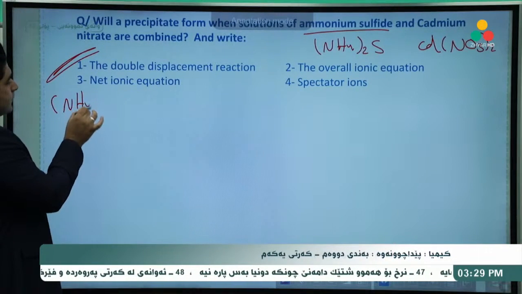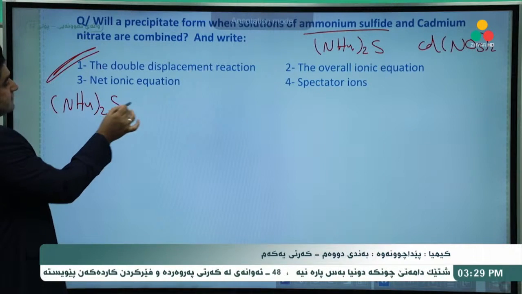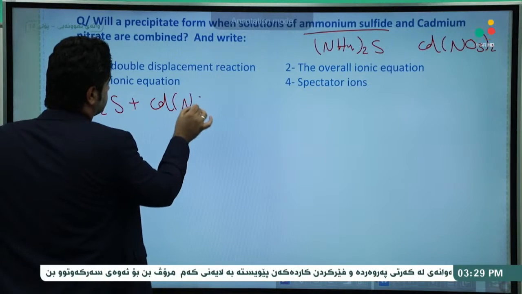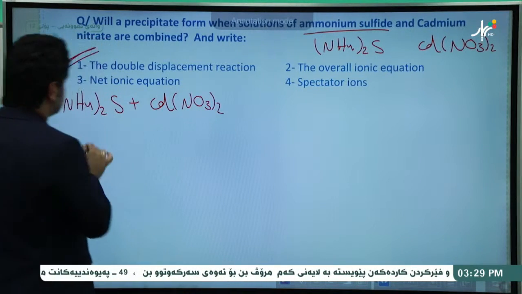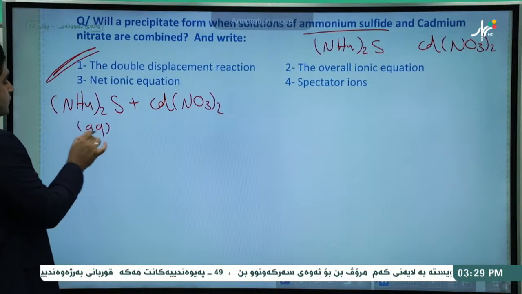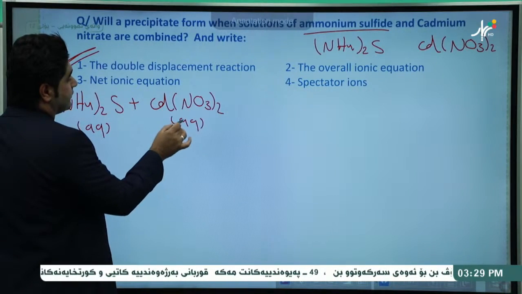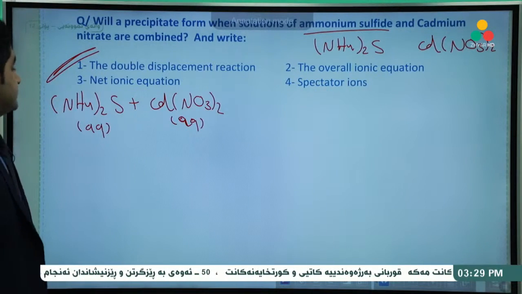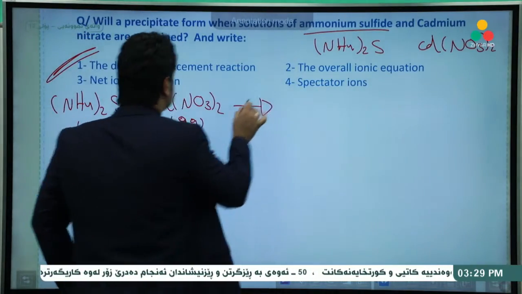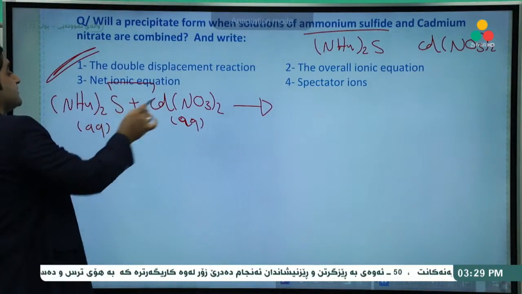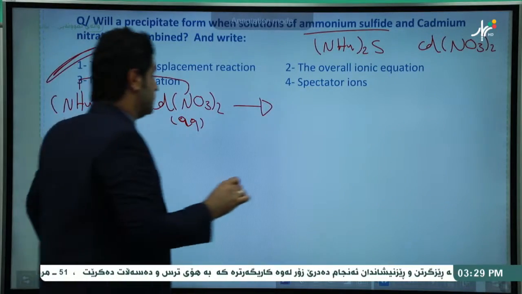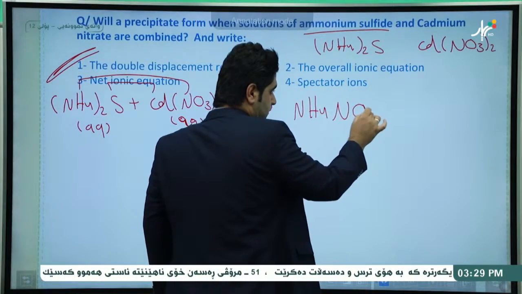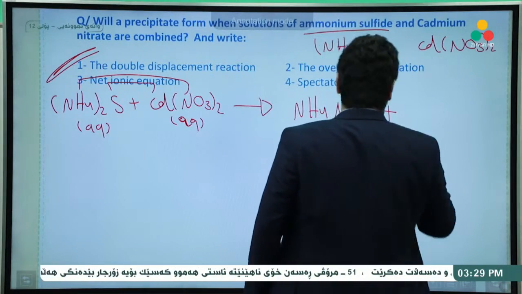So let's write the double displacement reaction. (NH4)2S plus Cd(NO3)2. Because they are aqueous, we should write aqueous below the formula of them. Now write the double displacement reaction. In the double displacement reaction, Cd with S, NO3 with NH4. So we will get NH4NO3 plus CdS.